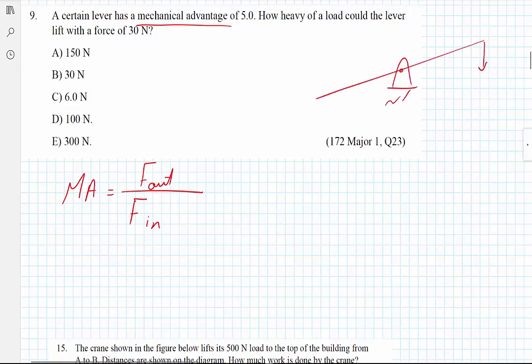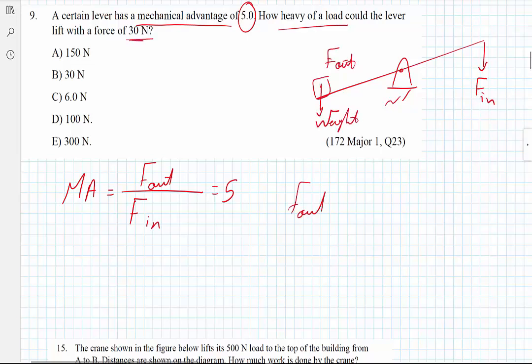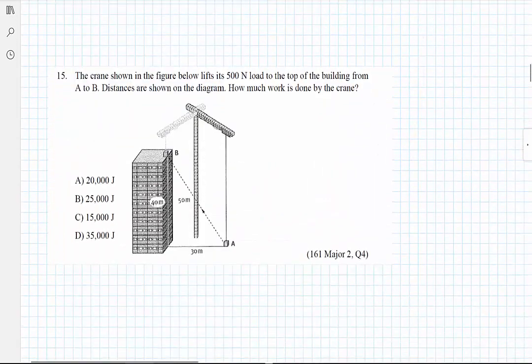This is a lever, for example. If you apply a force and you need to lift a certain weight upward, the force is the input force, and the weight is the output force. And the mechanical advantage is how many times you increase your force. It's 5 times. The output force here is the weight. So the output force equals the mechanical advantage times the input force. So that's 5 times 30, which is 150 Newton.